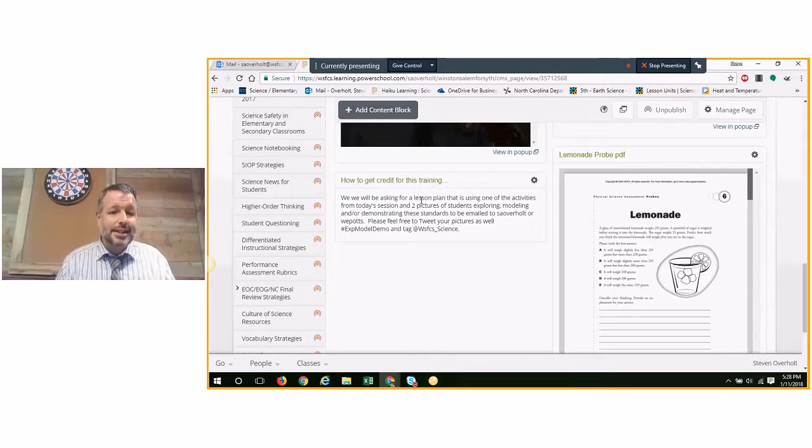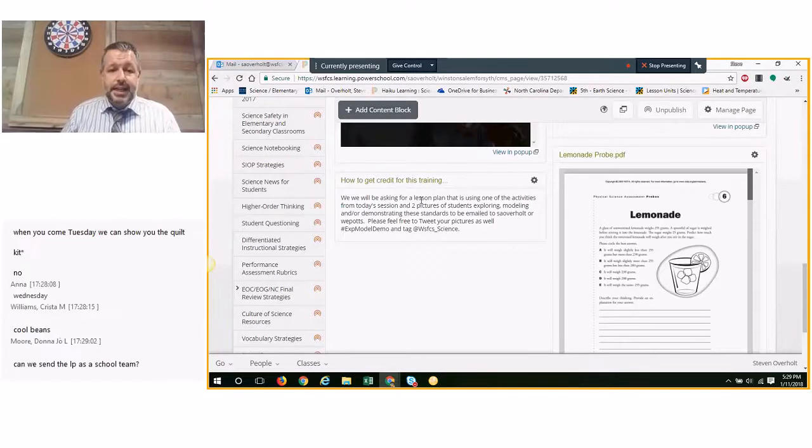We want to see what the lessons are, how the kids are doing it. We'd love to see some of the notebooking that they're doing as well. Send us those, and please feel free to tweet those as well. We're going to ask for emails of them so that we can make records and have them for when they ask us what our artifacts were for this training.